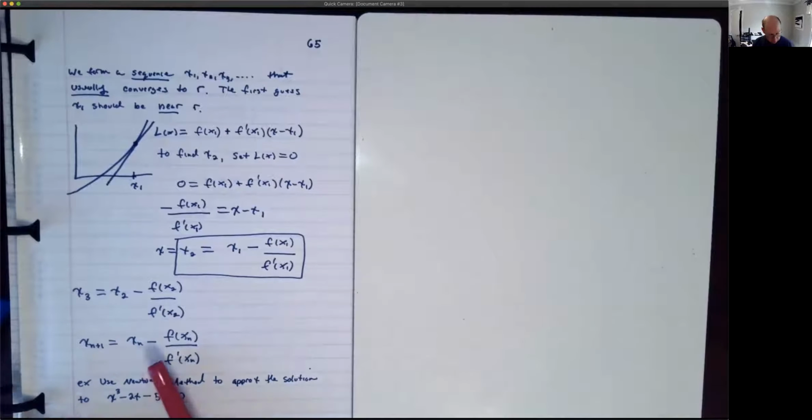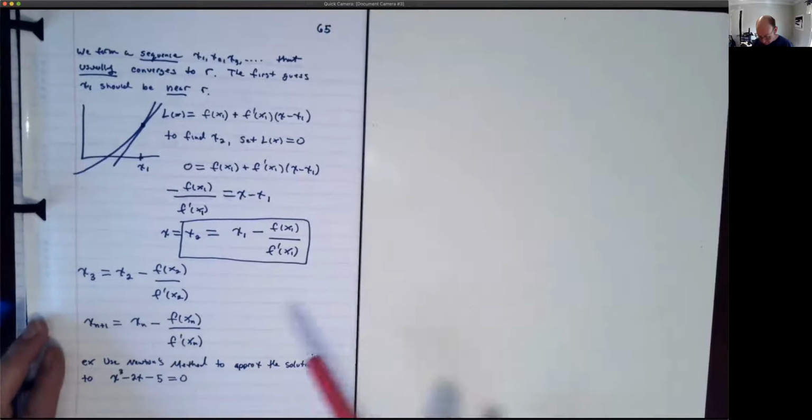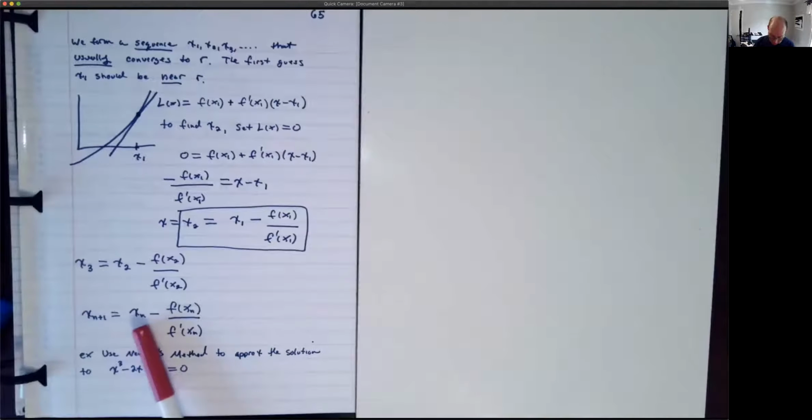And proceeding inductively, this is called an inductive or recursive equation, the n plus 1th number is equal to the nth number minus the function of the nth number divided by the derivative at the nth number.